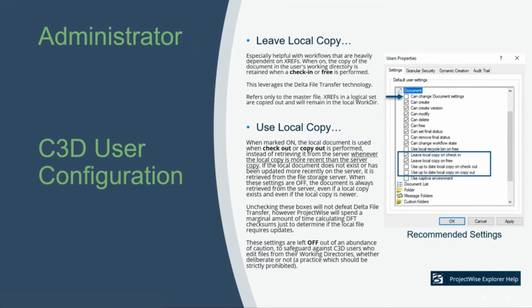First thing people are concerned with is, if I'm not using the local copy, doesn't that defeat Delta file transfer? And no, it doesn't. It actually forces it to use Delta file transfer. Essentially, what you're saying is, regardless of what you find in my local working directory, if it looks like it's up to date in terms of its date timestamp, or if it's more recent than the one on the server, ignore that fact and use Delta file transfer to determine whether it's different from what's on the server. And if it's different, pull down the changes from the server.